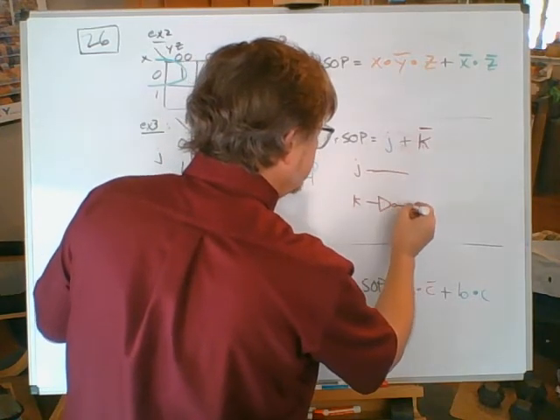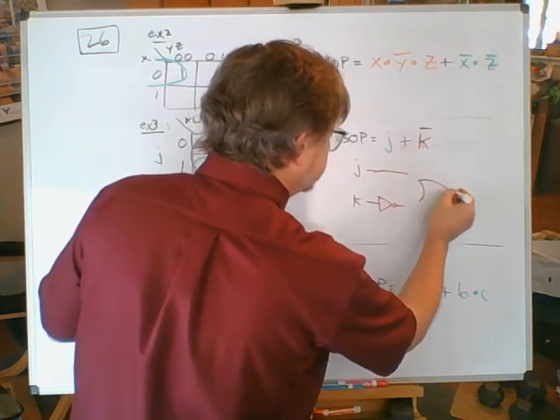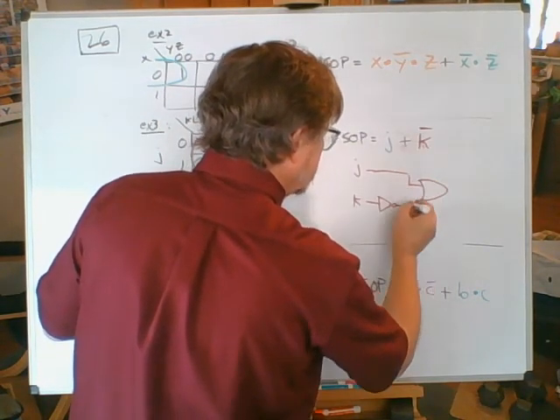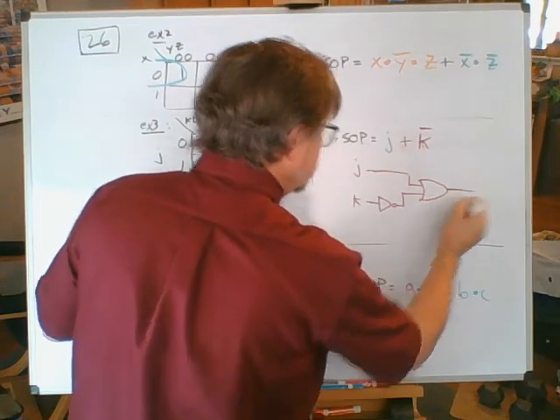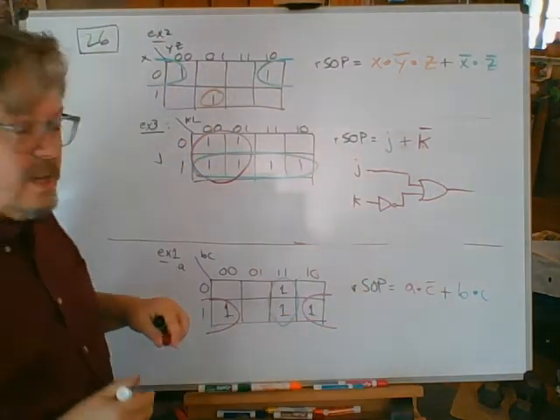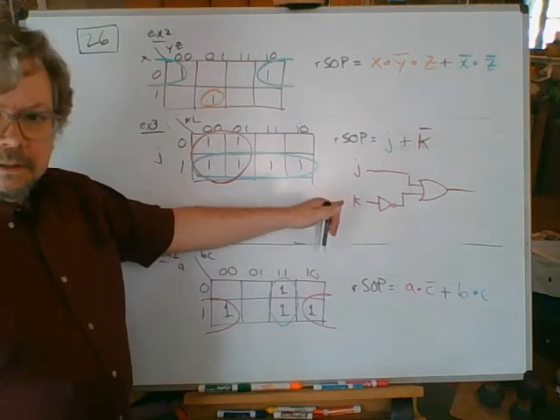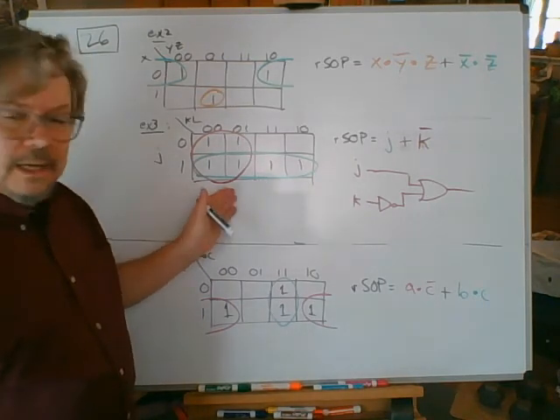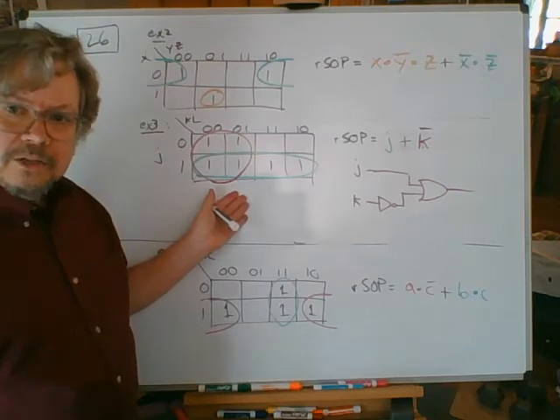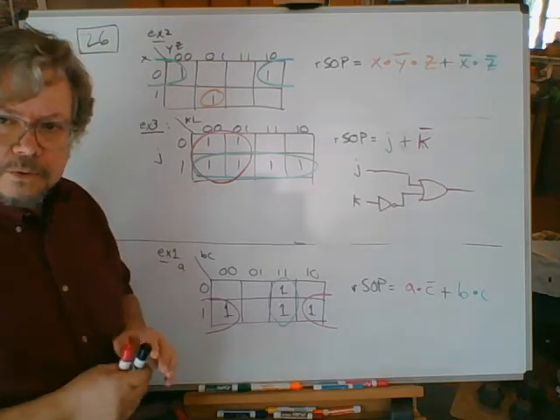J is straight up. And they go into an OR gate. Done and done. And the output is whatever function this logical function was. That's all we need to implement this. Compare that to all the AND gates and OR gates and the NOTs and everything you would need if you had used the canonical sum of products.